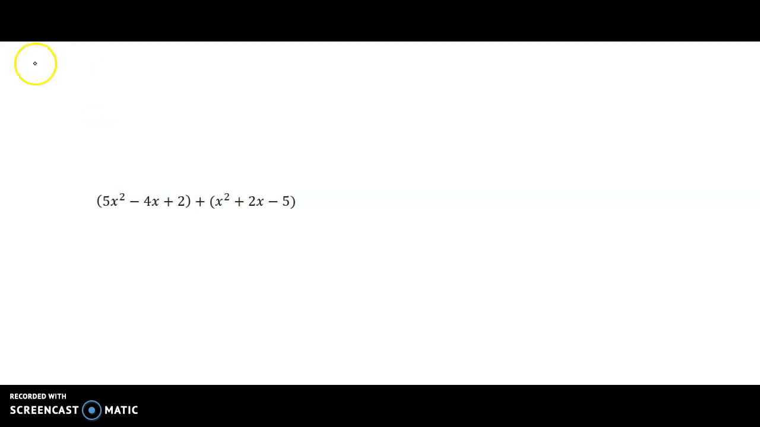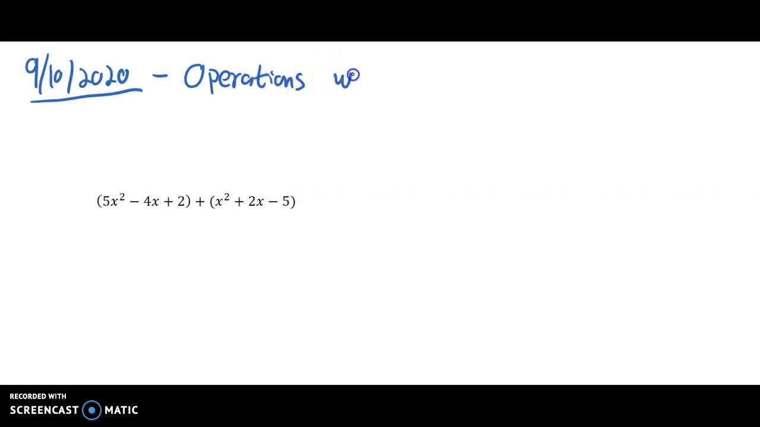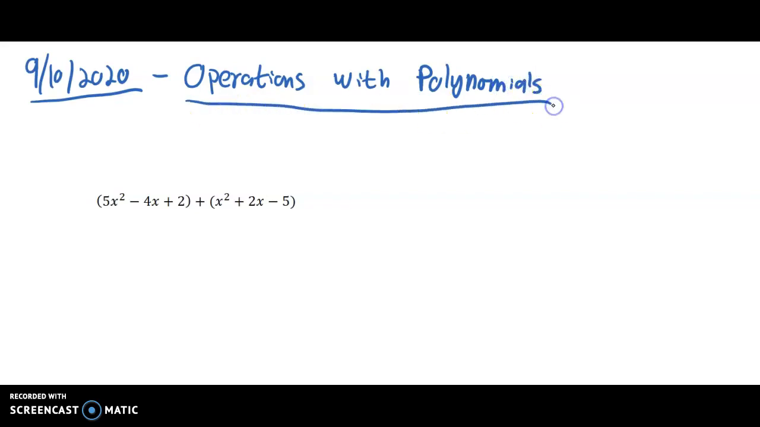Today is Thursday, September the 10th. We're going to put that out at the top of our page. And our topic for the day is operations with polynomials. Basically meaning that we're adding, subtracting, and multiplying polynomials.